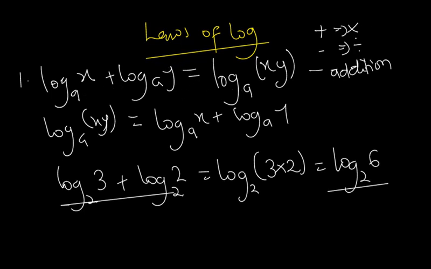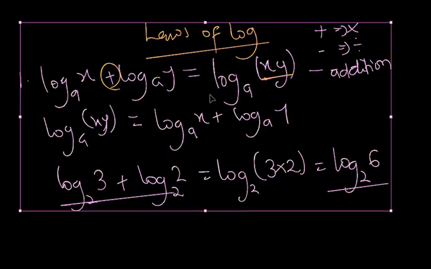Whenever we have an addition sign between two logs, we tend to what? Multiply the two variables that we have in front of the log. So let's have the second law. Now the second law, also known as the subtraction law, is just the same as the first law in the sense that we have log in base a x minus log in base a y.